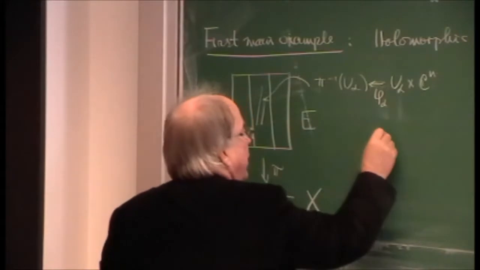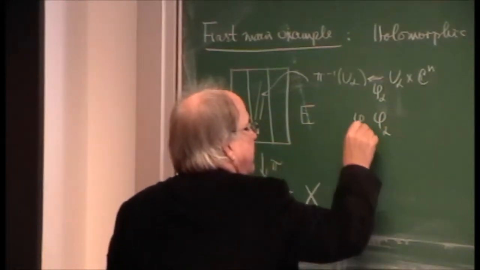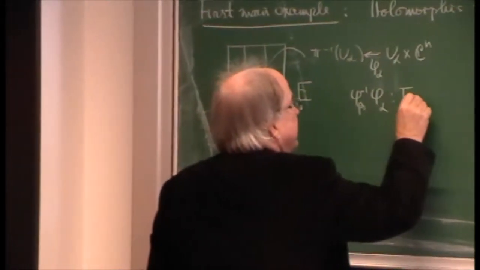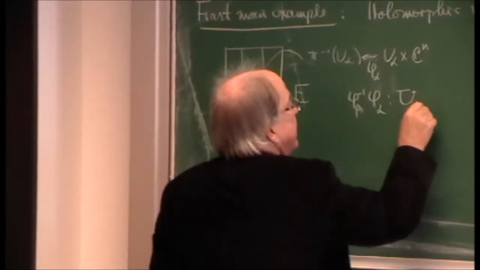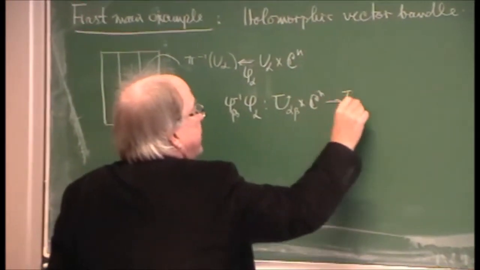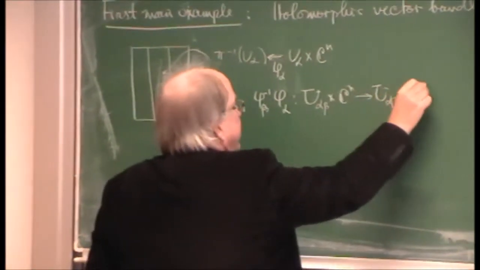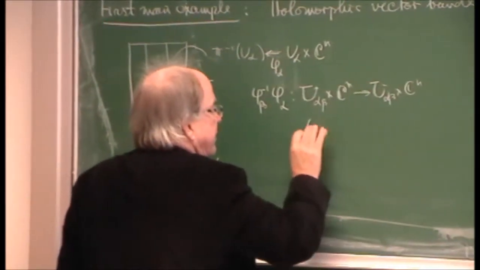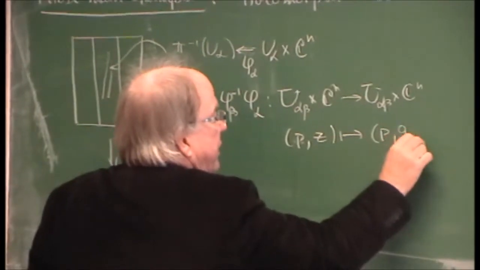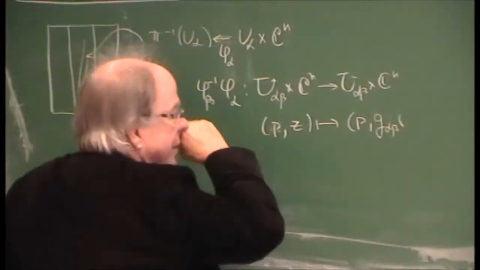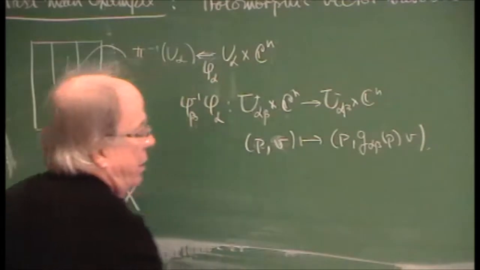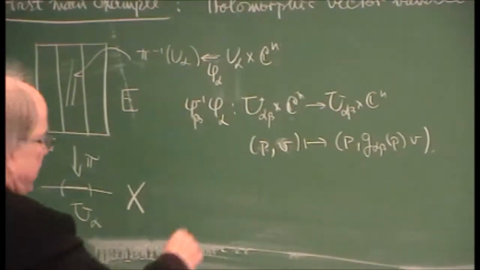So that means that if you go in by phi alpha and you come back by phi beta, then you get a mapping of U alpha beta cross Cn to U alpha beta cross Cn. This is the vector bundle thing. So what happens here is, say, (p, z) goes to (p, g alpha beta of p z). Well, let's call this a vector. So the key is this is g alpha beta in GLn.